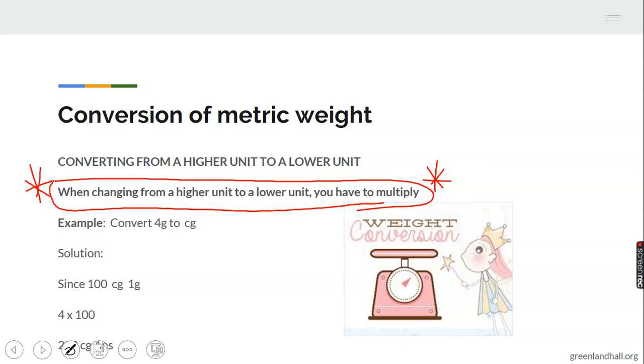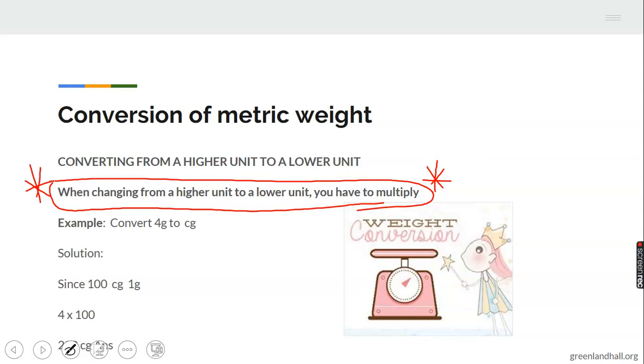Now, we are converting from 4 gram to centigram. So 4 gram is higher than centigram. Gram is higher than centigram. So we need to multiply. Now the question says convert 4g to cg. Don't forget 100 cg equal to what? 1 gram. 100 cg equal to 1 gram.